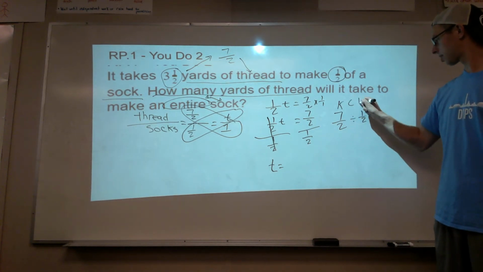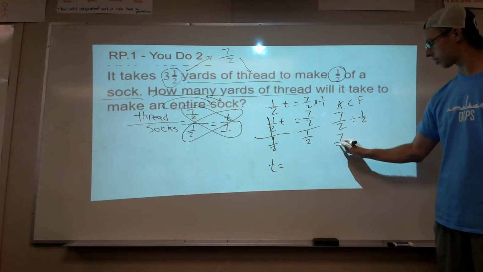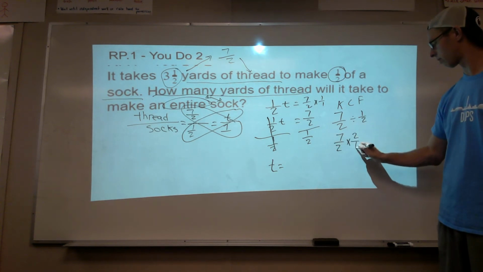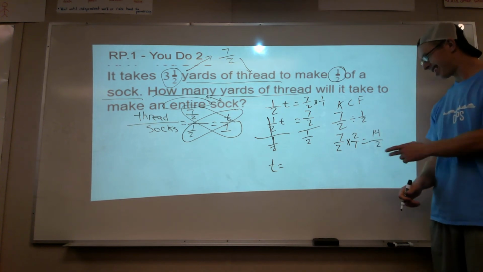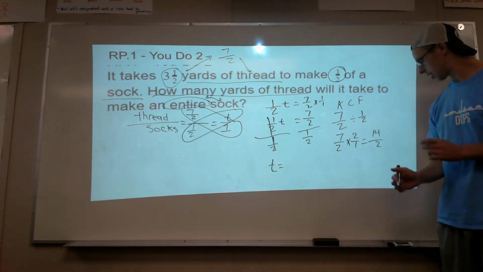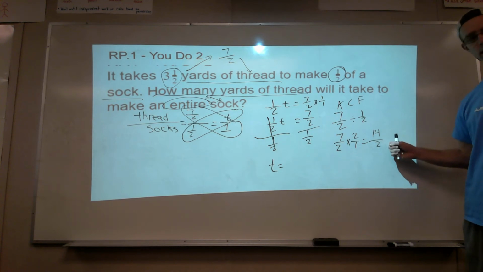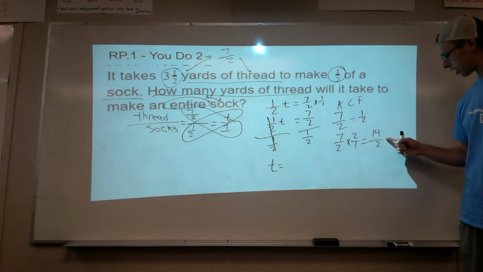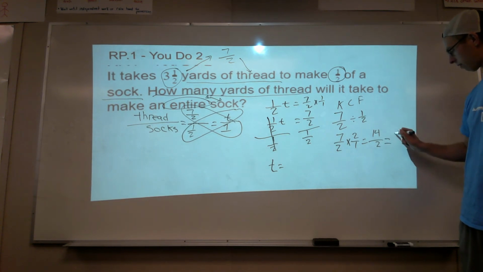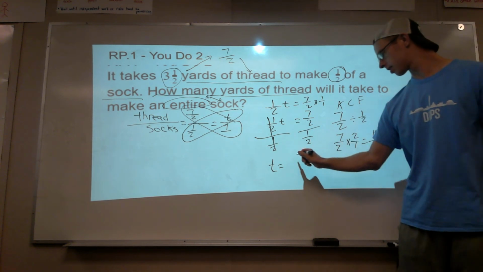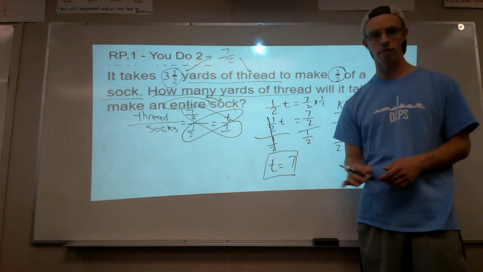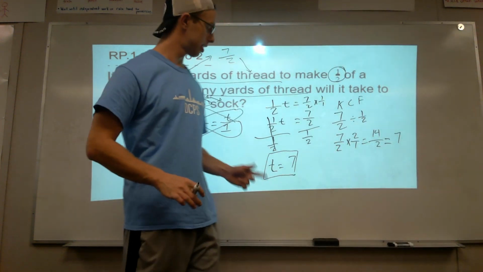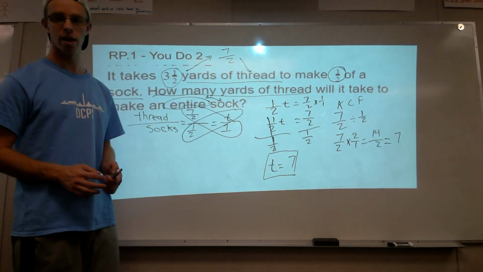I'm going to keep, change, flip. 7/2 times 2/1. I get 14/2. This time I don't want to leave it like this. This is saying 14. Don't ever forget that line right there at the division. 14 divided by 2. I know 14 divided by 2 is 7. It takes 7 yards of thread to make one entire sock. Our answer here is 7.